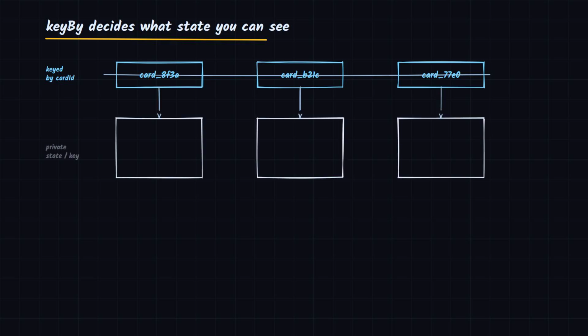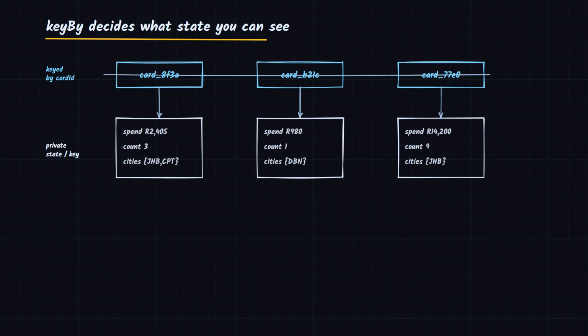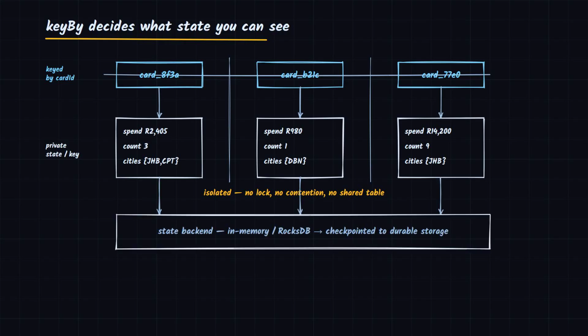Flink gives every distinct key its own private state, and a function running on a keyed stream can only touch the state belonging to the key it is processing right now. One card's running totals are simply not reachable while you're handling a different card. So there's no locking, no contention, no shared table to fight over. The state sits in memory on the task manager that owns that key, behind a state backend that can spill to disk and checkpoint to durable storage. You get the memory of a database without the round trip.